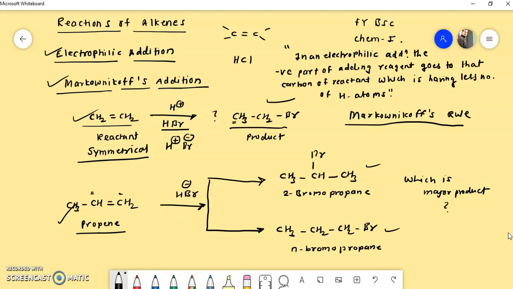So Br minus will attach here on this carbon as per the Markovnikov rule. So we can say that this is a major product as per Markovnikov rule, and this is the minor product as per the Markovnikov addition.